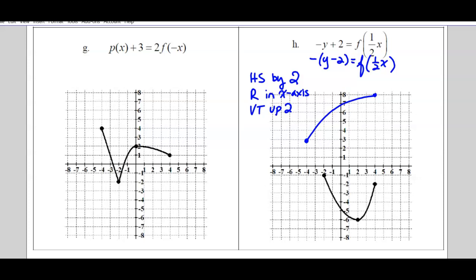Okay, here 4 multiplied by 2 is 8. Reflecting in the x-axis, +2, up 2. And then again, it's also curved.